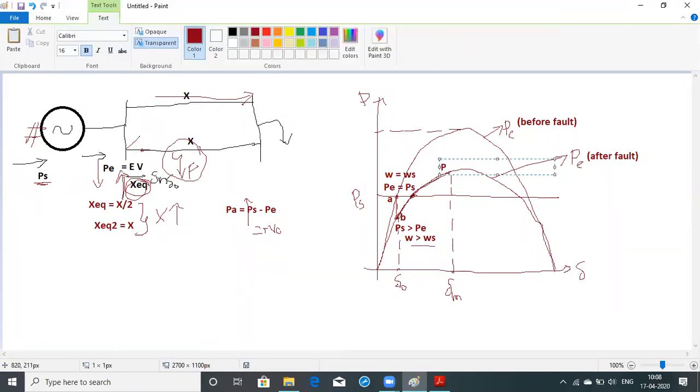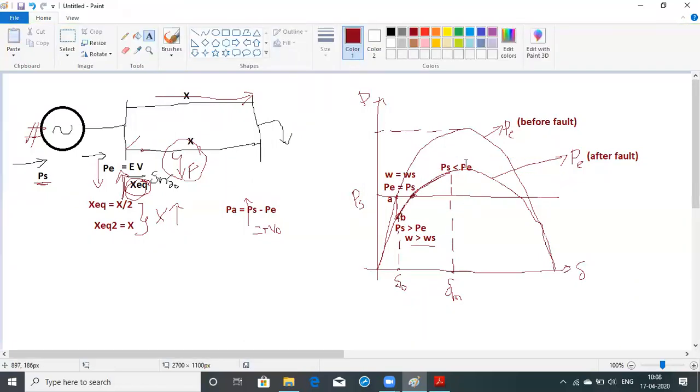Now PS is less than PE, right? Indicates PE is greater than PS. So at this condition, what happens to the accelerating power? The accelerating power will now become negative. When it becomes negative, that indicates it is going to decelerate. Deceleration means what happens to the delta?